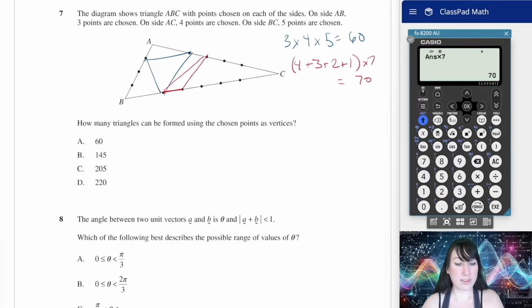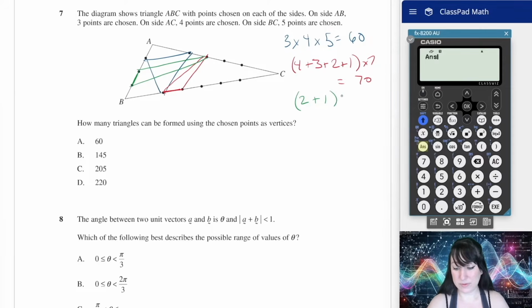So that's 70 triangles. We can do something similar from AB, where we have 2 choices for vertices next to each other, and 1 choice for vertices that are 2 apart. And then there's a total of 9 vertices for the third one to connect to. 27 triangles.